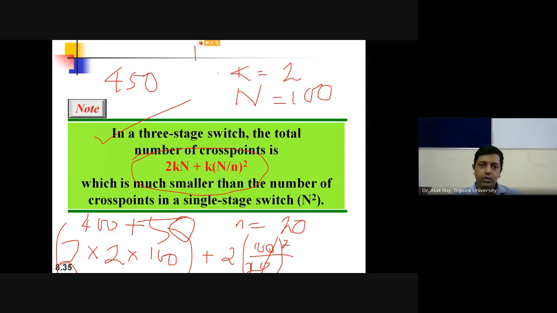Okay, I have shown one example where k is given, capital N is given, small n is given. Then how many cross points? It is 450. Okay.